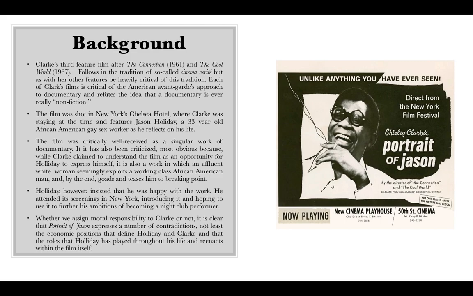So yeah, Clarke and Jason obviously had different relationships to the space in which the film was shot. They had different relationships to what they wanted from the film. And one of them, Clarke, got what she wanted, which is the film Portrait of Jason. Jason Holiday seemed not to get exactly what he wanted from the film. He wasn't able to use it in the way that he hoped he'd be able to use it.